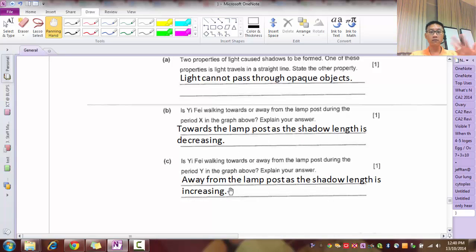C is away from the lamppost because shadow length is increasing. Now if you can't imagine this and you don't understand what my hands are doing, get your teacher to use torchlights, or you can use a torchlight, and use a pen to represent her, the torchlight to represent the lamp. See for yourself. Okay?